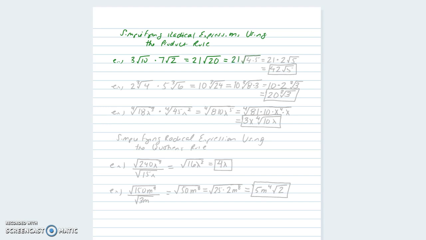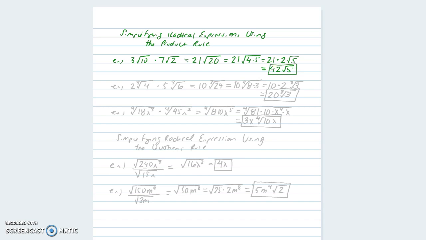Now, because the square root of 4 is a perfect square, we can go ahead and simplify that to be 2. So now we have 21 times 2 square root of 5. The 5 stays inside your radical sign. Now we're going to multiply the 21 and the 2 together, which will give us 42 square root of 5. And this would be our final answer. So now let's move on to example 2.